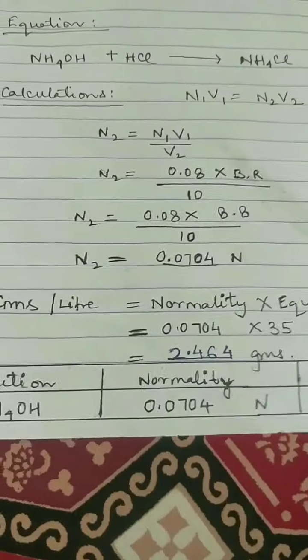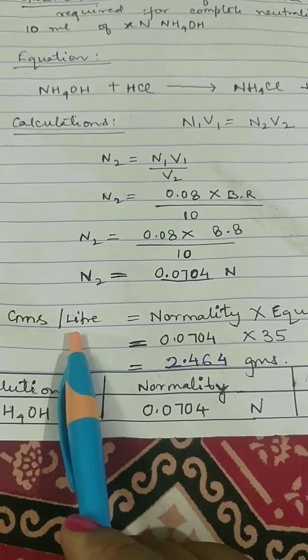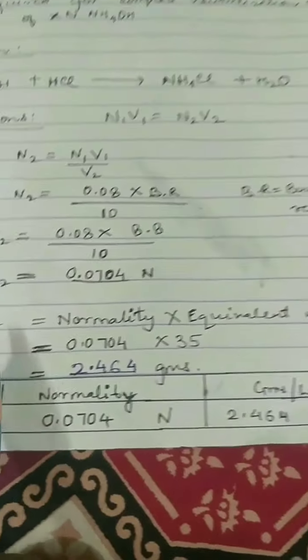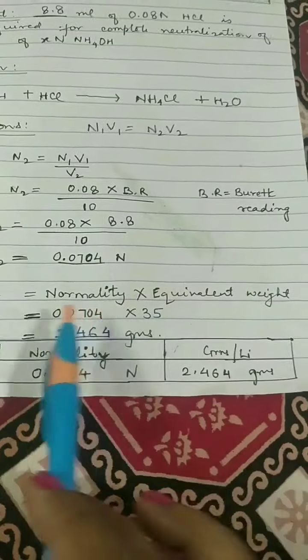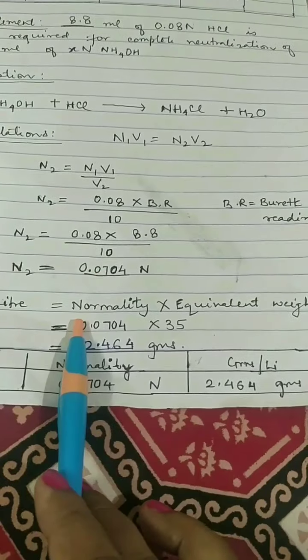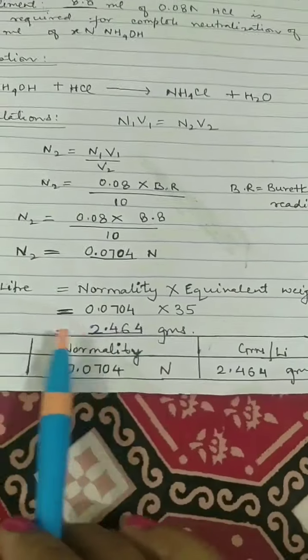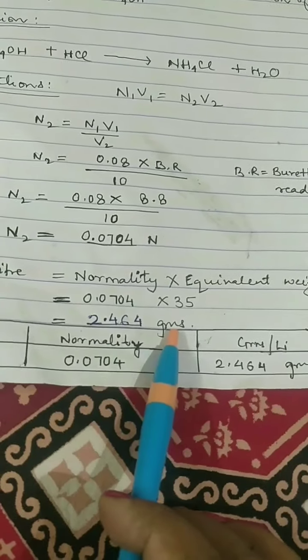Then second thing, what we have to find? We have to find the strength of this solution. The strength is in grams per liter. For this we will use this formula, normality into equivalent weight. So normality of NH4OH, 0.0704 multiplied by 35. You will get the strength as 2.464 grams.